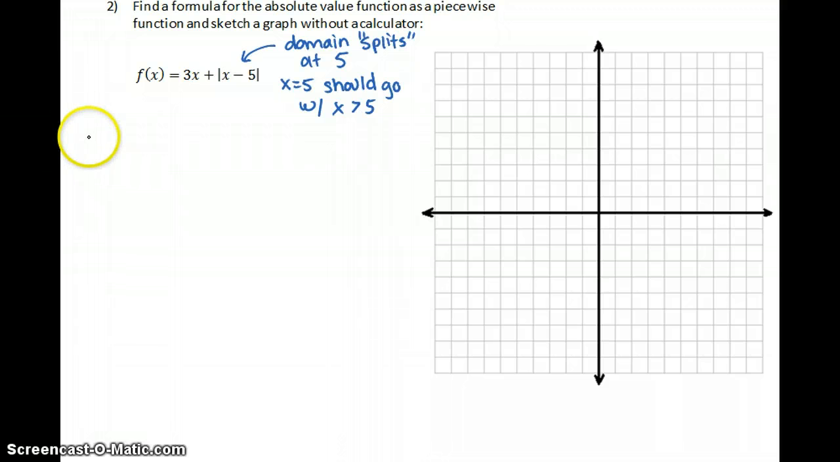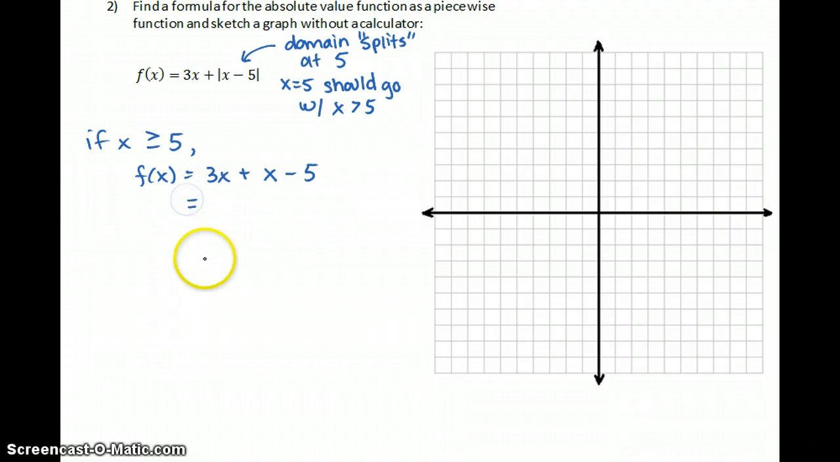Alright, so if x is greater than or equal to 5, then we don't need the absolute value bars, so our function is 3x plus x minus 5. And you can simplify that a little bit. Our function would be 4x minus 5. That would be our first piece.